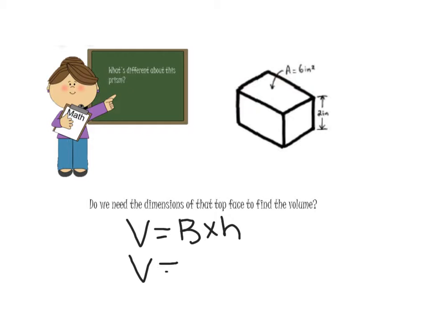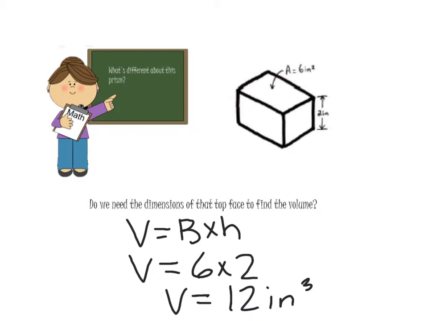You should have written volume equals 6 times 2. So the volume of that box is 12 cubic inches. Did we need the dimensions of that top to find the volume? No, because all we need is area times the height. So we didn't need to know if this was 6 by 1 or 2 times 3. All we needed to know was what the area was. So we do not need to know the dimensions of all of our faces in order to find the volume.